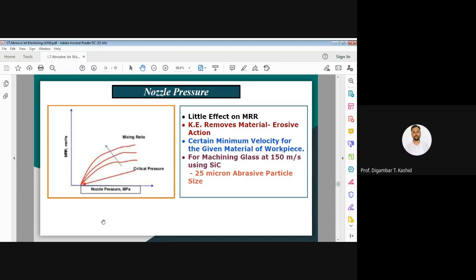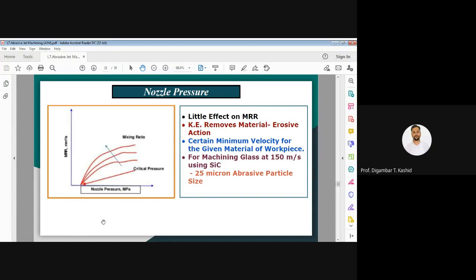Okay, because see, unless and until an abrasive particle has a certain minimum kinetic energy, it cannot penetrate inside your workpiece surface. That means it cannot remove the metal from your workpiece. So only above that particular limit, or above that particular kinetic energy, it will start penetrating inside your workpiece surface, and then only it will remove the metal. So we should know our minimum pressure, or that critical pressure.